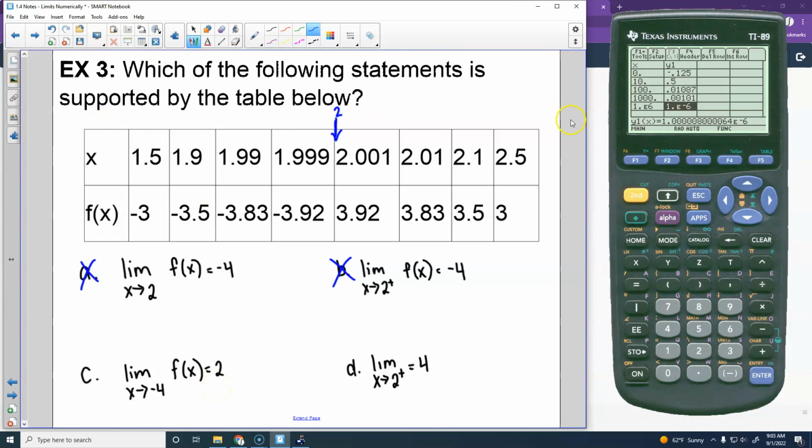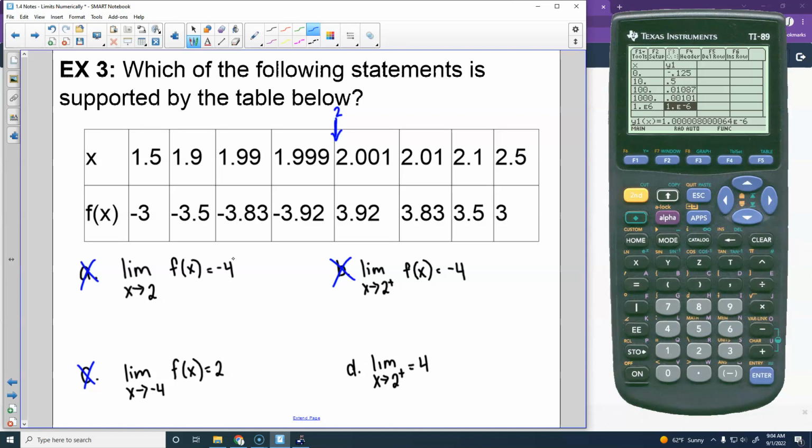Does our x approach negative 4 anywhere in this table? Now, it's certainly possible. It might happen. We don't know because we don't even have that piece of the graph we would need to make that assumption. But this does not support that claim. So all three of these so far are possible, but they're not supported by this. Oh my goodness, what have I done? I have messed this up bad on D.